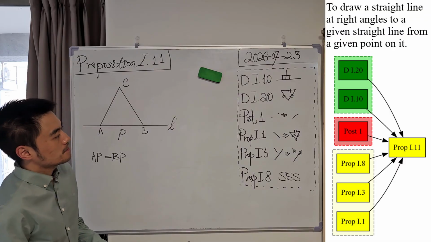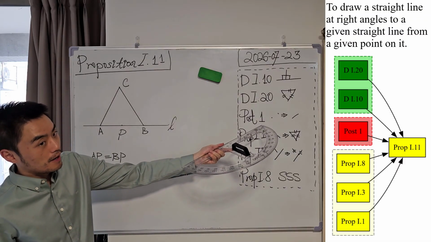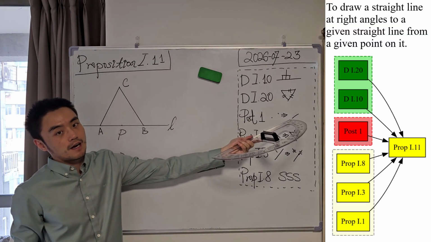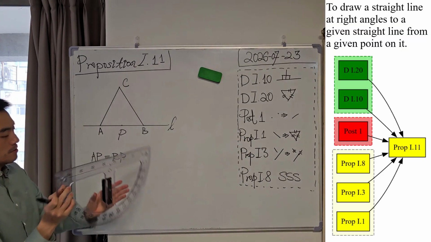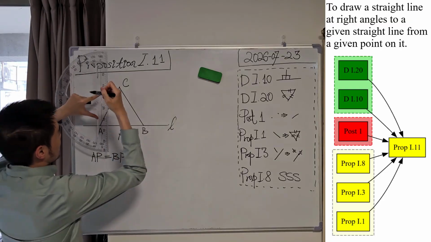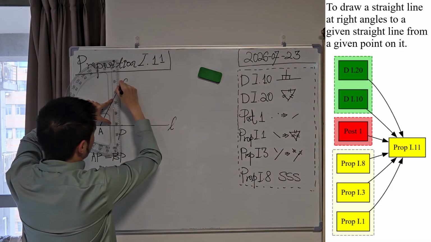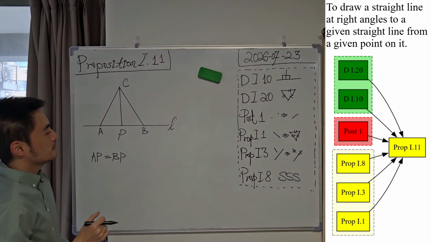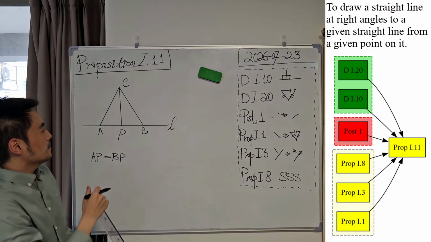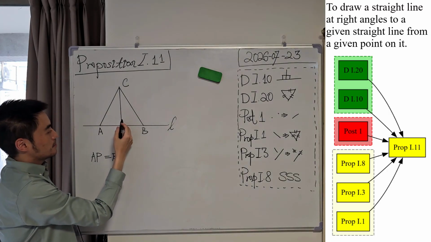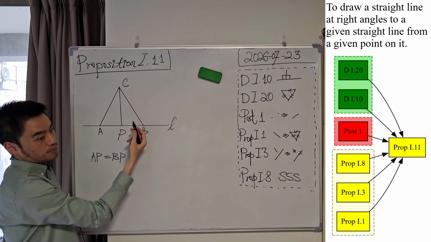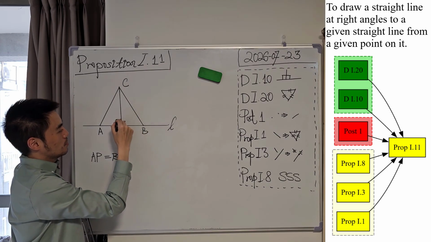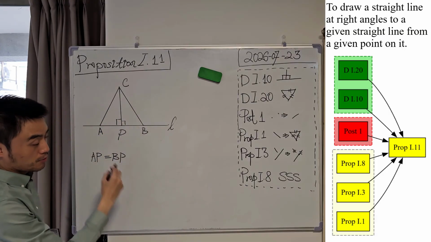Using postulate 1, given two specific points, we can join them with a straight line. So let us join point C and point P. CP is the straight line we are asked to construct, because this angle and this angle are right. Let's give it a proof.